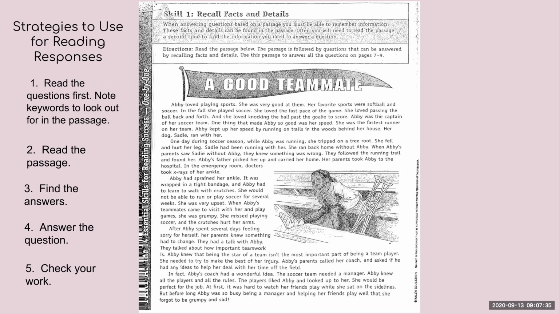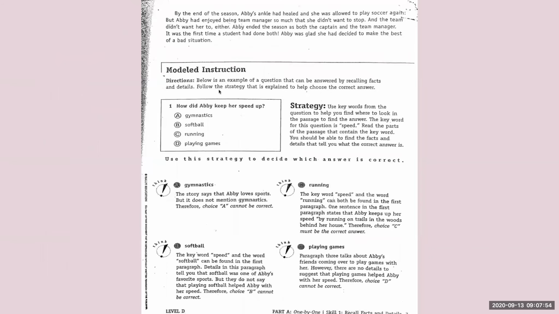The soccer team needed a manager. Abby knew all the players and the rules. The players liked Abby and looked up to her. She would be perfect for the job. At first, it was hard to watch her friends play while she sat on the sidelines. But before long, Abby was so busy being a manager and helping her friends play well that she forgot to be grumpy and sad.